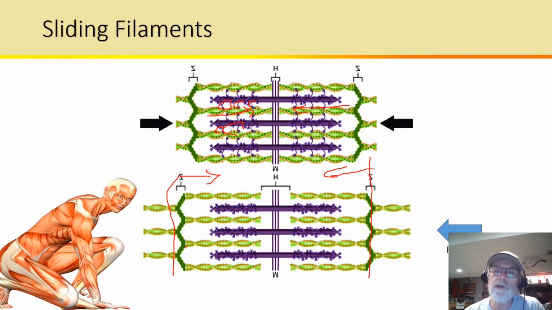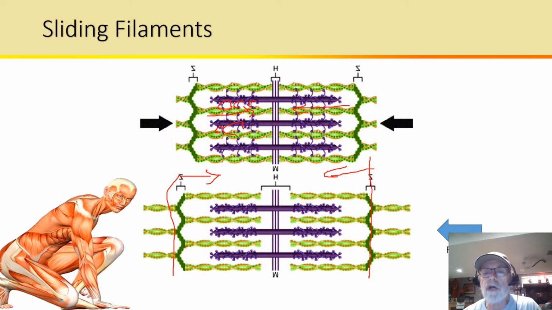So basically, here's resting, like I mentioned before, where there's overlap, but not a whole lot. And again, we know that my myosin is banded together here at the center of the sarcomere right here.